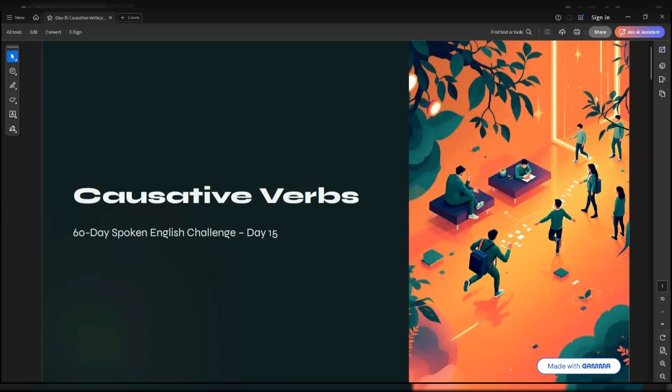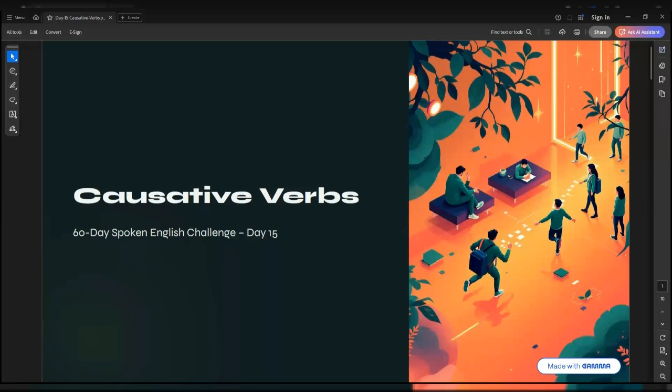Let me first share the mind map in the group so everyone can look at it and have a clear idea of what we are going to discuss today. In the mind map, remember the examples of have are not given. So I will be mentioning examples of have separately. Okay, so let's start.